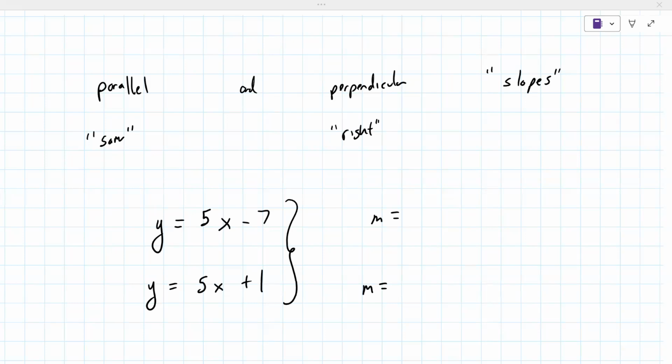I don't know how much more clear I can be. The slope is the number in front of x, the number to the left of x. Which number is to the left of x? 5. I'm using an arrow to point at it. Yeah, 5. Okay, so that's the slope. The slope is the number in front of x.